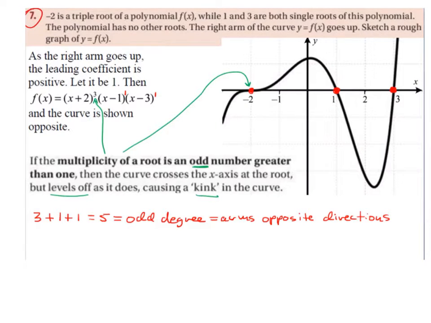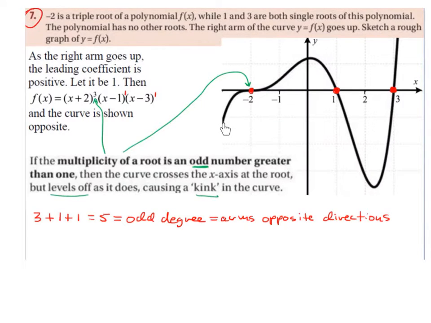Then let's have a look at the multiplicity. So if the multiplicity of a root is an odd number greater than 1, then the curve crosses the x-axis at the root, but levels off as it does, causing a kink in the curve. So since we have to the power of 3, this is an odd number that's more than 1. So we're going to cross the x-axis at that point, but it's going to be a kink in the curve. It's going to level off. So it's kind of like a flat surface here.